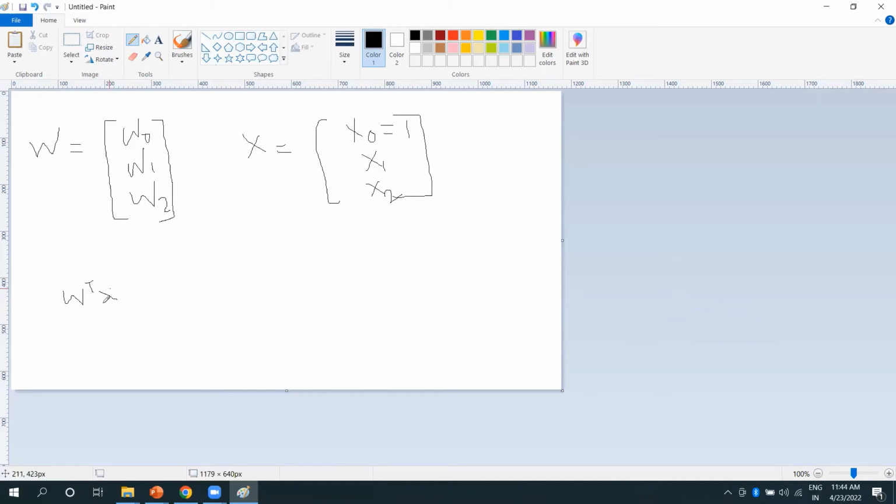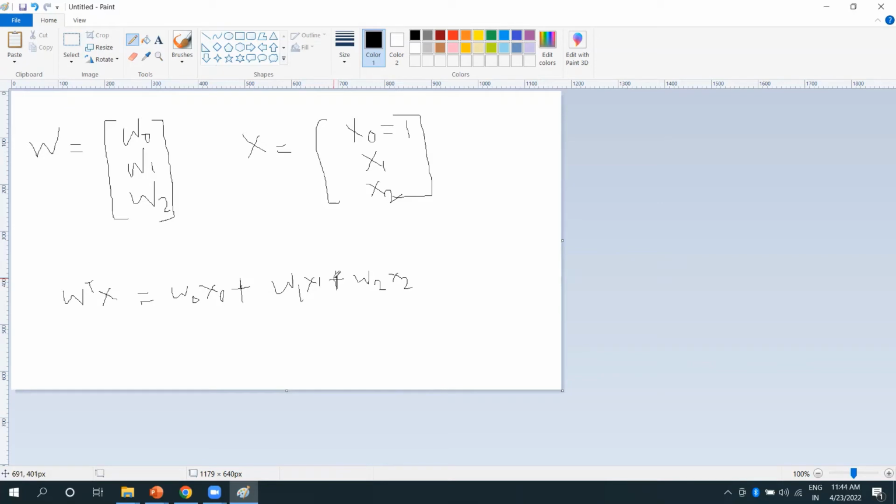W transpose x means what you have is W naught x naught plus W1 x1 plus W2 x2. Now, when you are doing a prediction or classification of a binary variable that is expected to give you 0 and 1, how would you proceed with this?